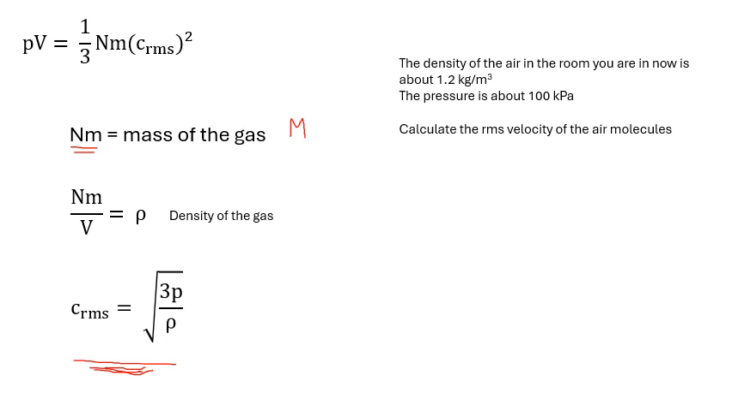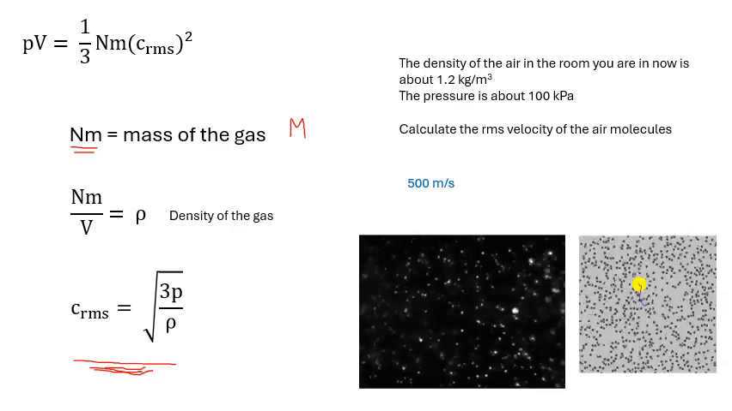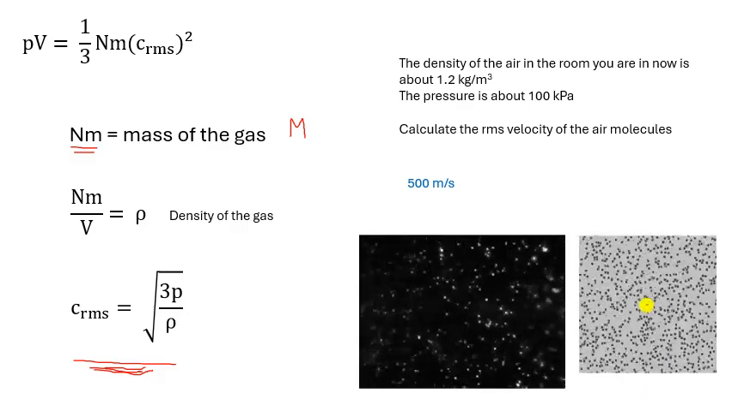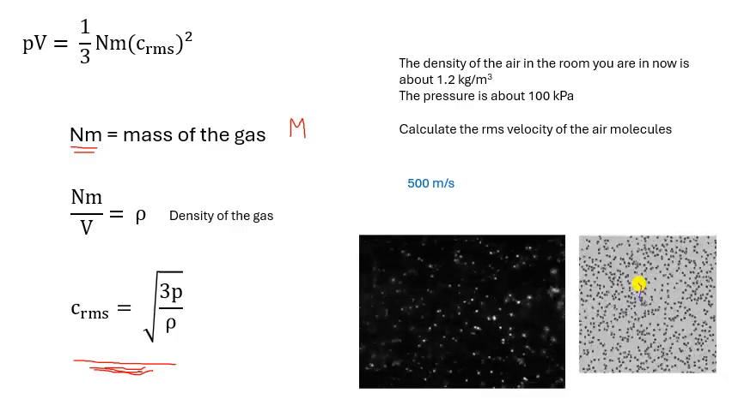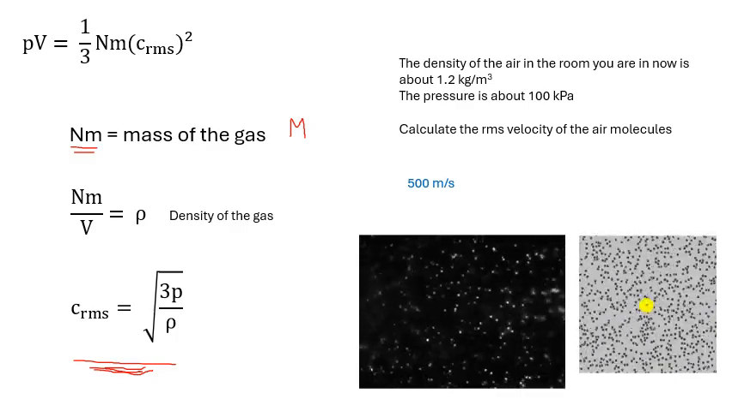Calculate the RMS velocity of the air molecules. What's the average speed of the air molecules in the room that you're in now? Before you work it out, guess what it is, then work it out. Is that surprisingly big? About 500 meters per second. Yeah, and that's the average speed. The RMS, the root mean square, is the average.